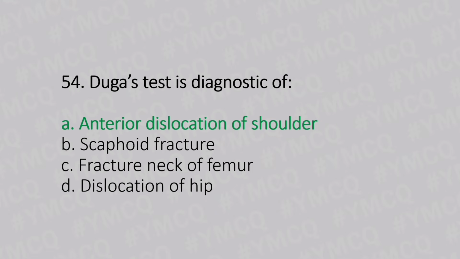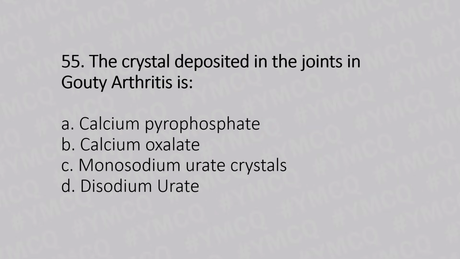Moving to our 55th question. The crystal deposited in the joint in gouty arthritis is option A, calcium pyrophosphate. Option B, calcium oxalate. Option C, monosodium urate crystals. Option D, disodium urate. And the answer is option C, monosodium urate crystals.